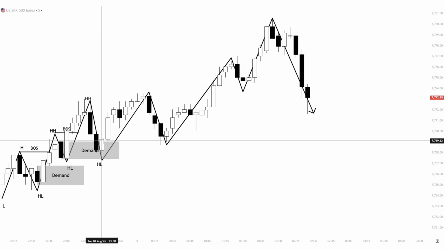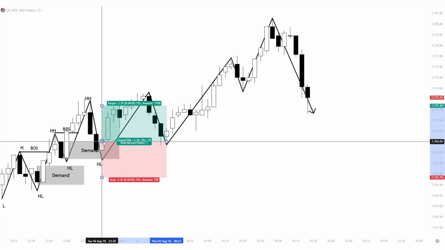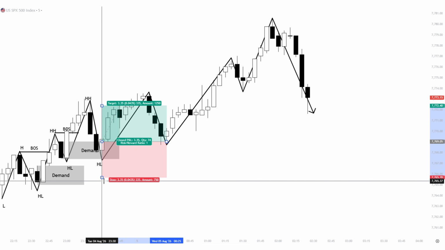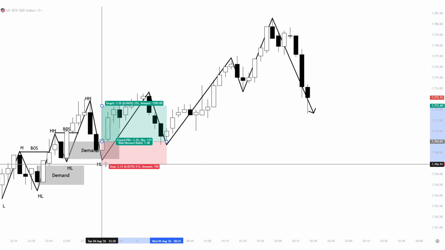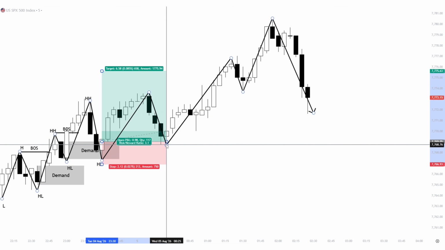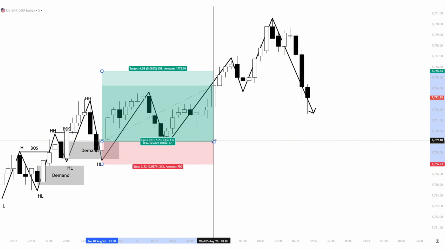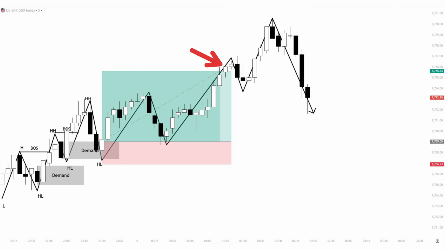For example, from a demand level, a buy setup would be placed with an entry on the top of the demand, with the stop loss below the last low, and take profit above the last high, looking to target at least a 1-to-2 ratio. And this setup would have closed on the take profit right here. So our goal is to read the price action, so we can find these types of setups.